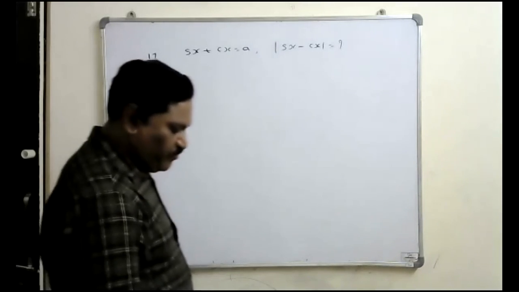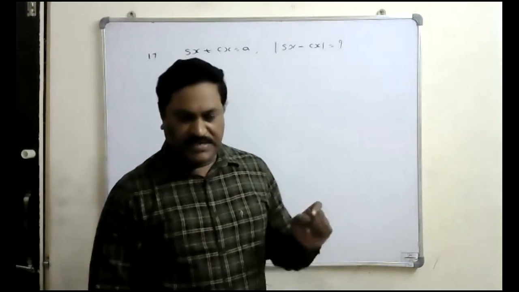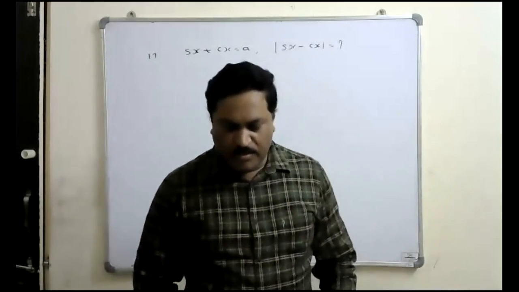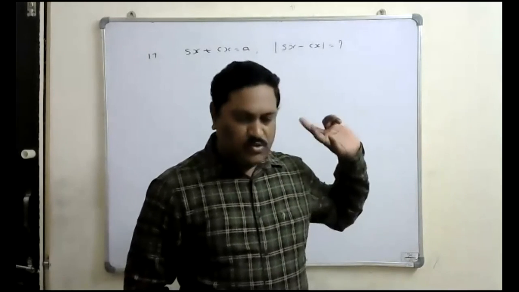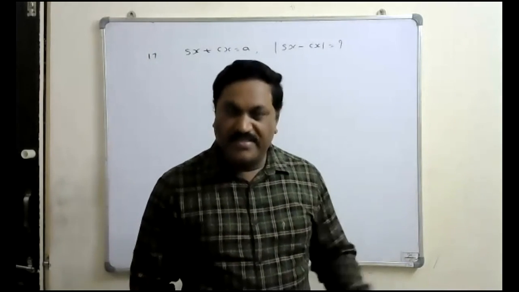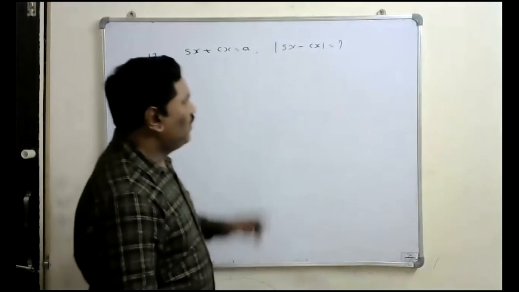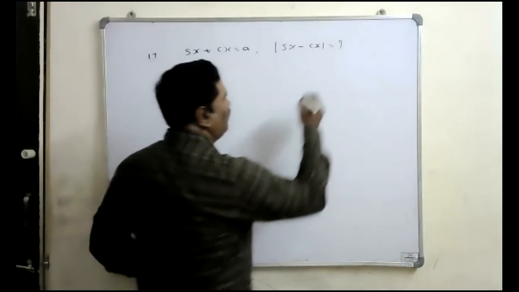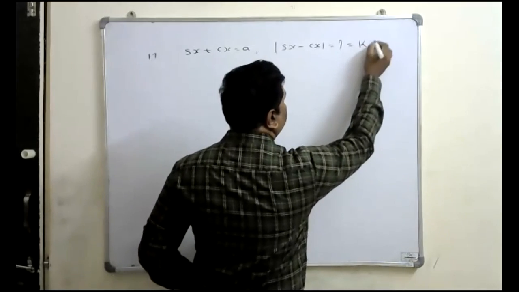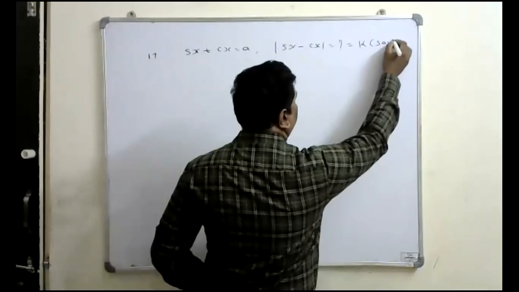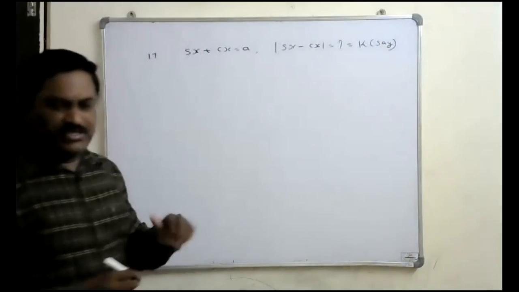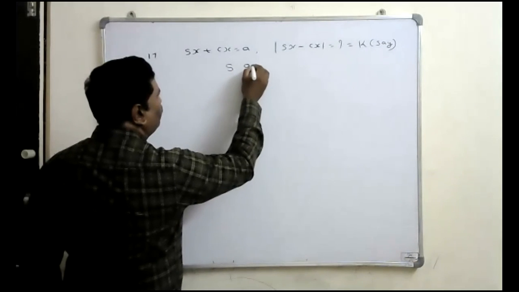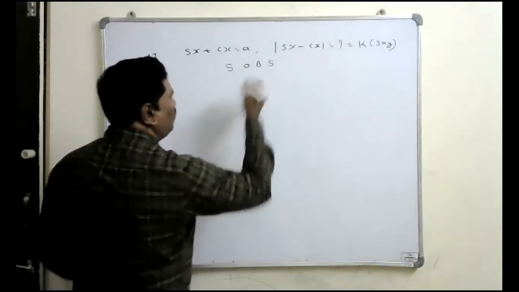Whenever you find an equation in terms of sin and cos, to eliminate the theta or to eliminate the x, the procedure is to square both the equations on both sides, then add them. So if I want to find mod sin x minus cos x, I don't know what is the value of this. Let's assume that this is equal to say k. Now square this equation on both sides.